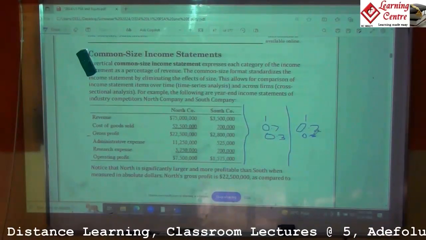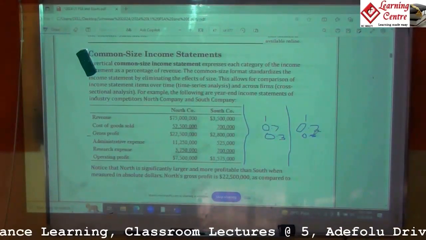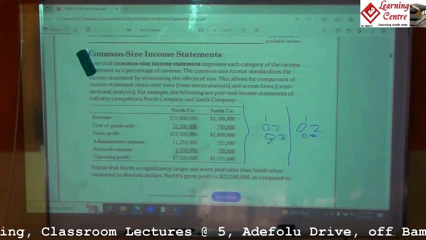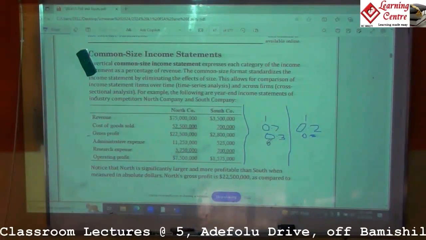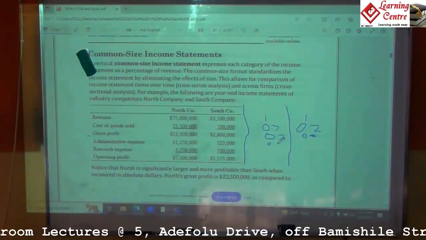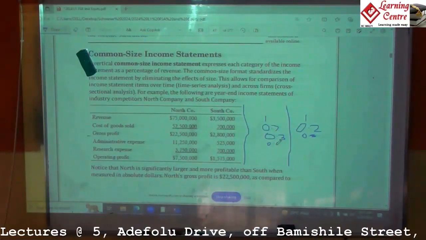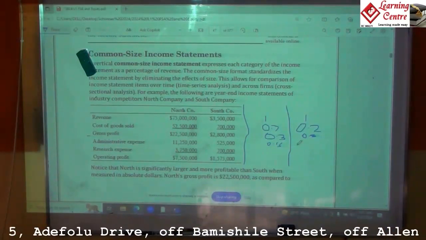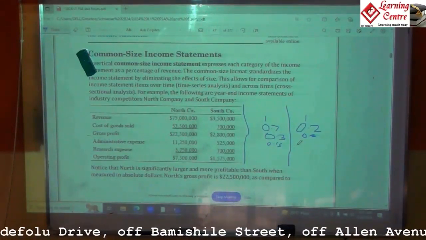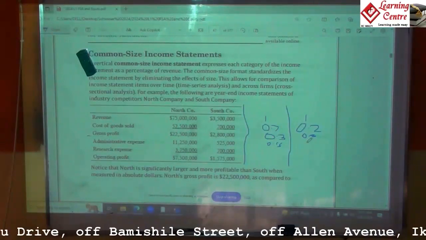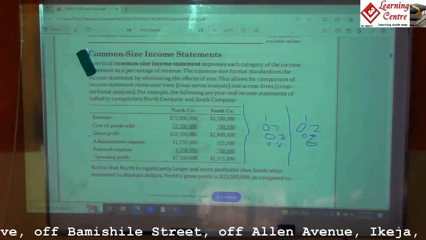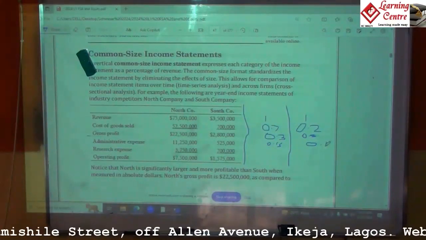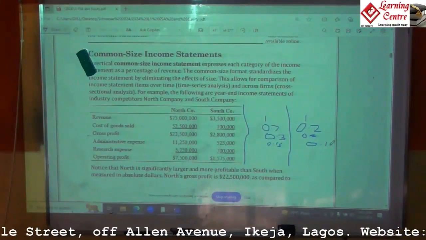Next one. 0.55. What about this one? 0.15. Shall we? So we can do the other ones like that.